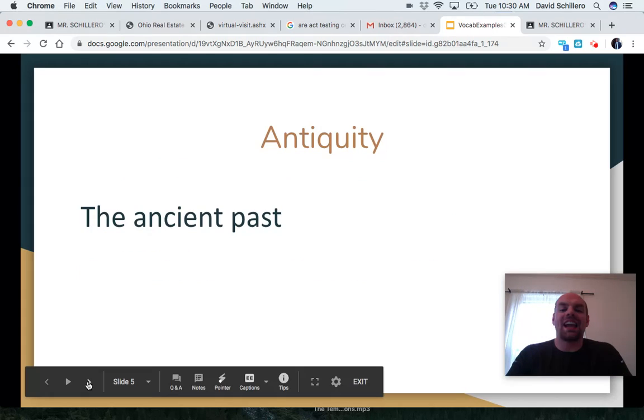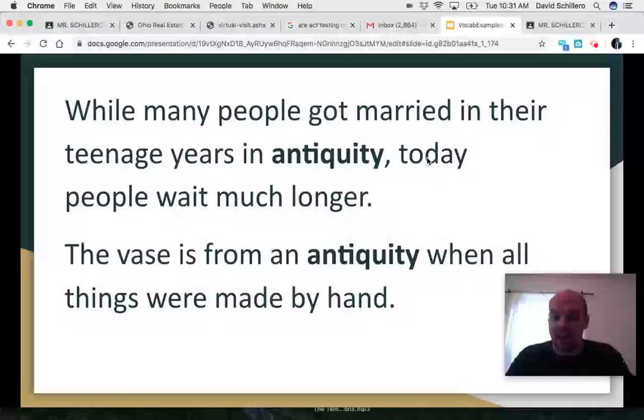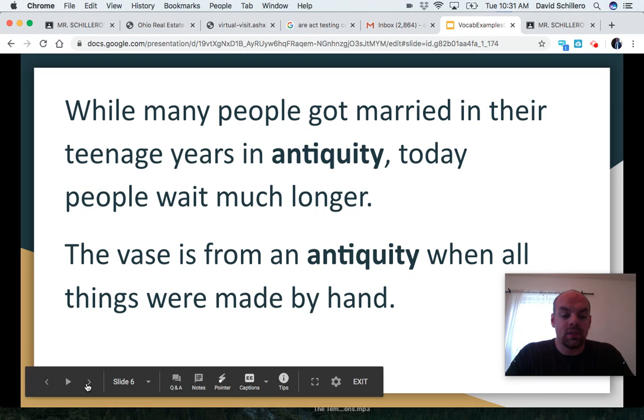Second one is antiquity. This is a noun and it means the ancient past. So antiquity is kind of a big blanket word we could use to talk about any type of really ancient time. Here's a couple examples for you. It says, while many people got married in their teenage years in antiquity, so in ancient times, today people wait much longer. Second example says, the vase is from antiquity, so it's from an ancient time when all things were made by hand. So antiquity pretty much means an ancient time. It could be a lot of different ancient times, so it's kind of a big blanket term.